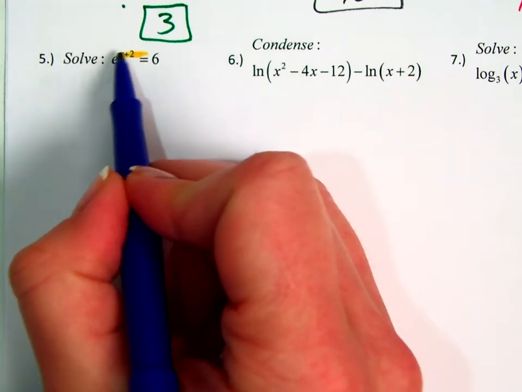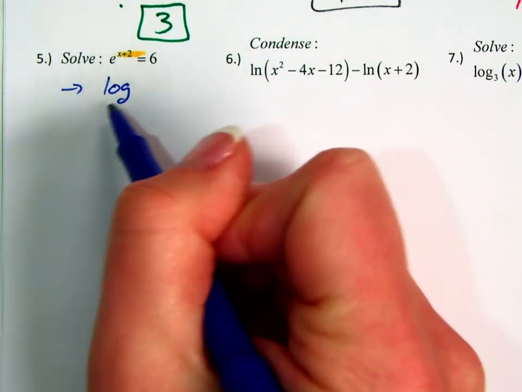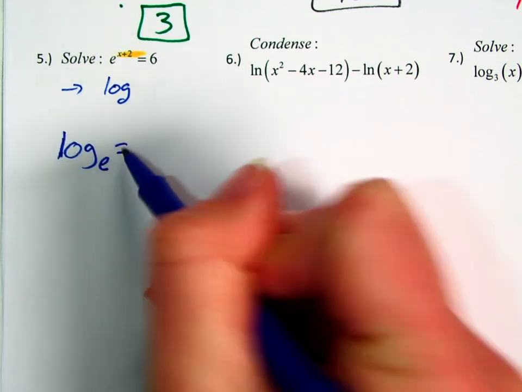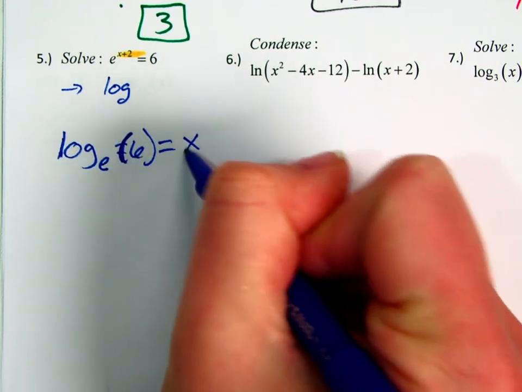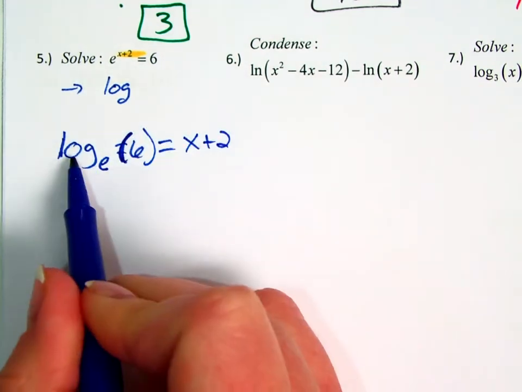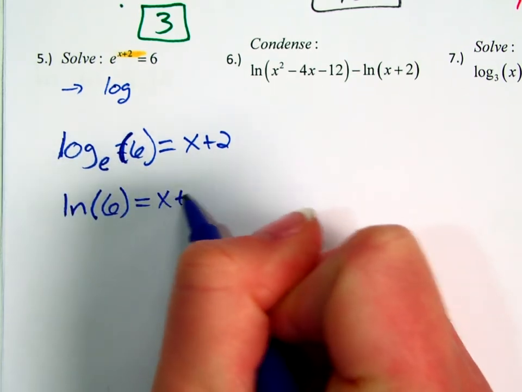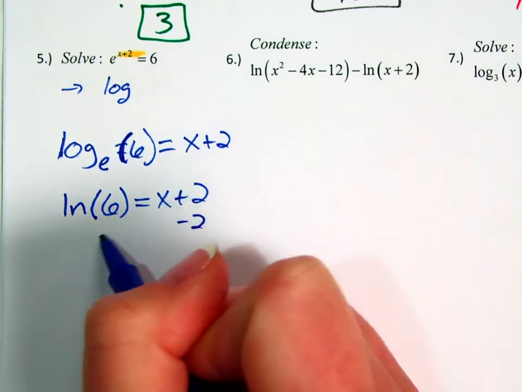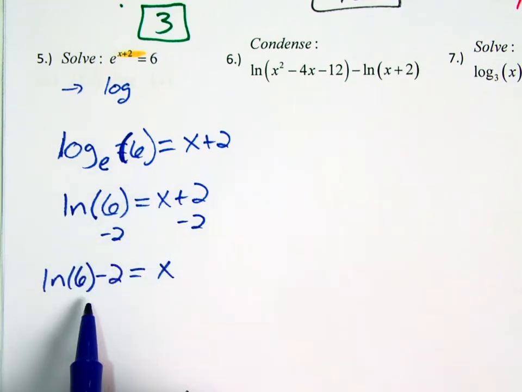So instead, in order to get the exponent out of there, I'm going to change it into the log format, right? So log of the base, which in this case the base is e, equals, log base e of the answer equals the exponent. Now you have to remember, as soon as you see log base e, that's really the natural log of 6 equals x plus 2, right? And then we can go ahead and we can subtract 2 from both sides to get x equals ln of 6 minus 2.